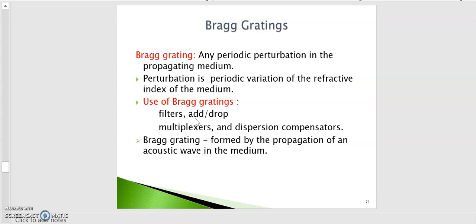What is the use of this Bragg grating? It is used as filters, multiplexers and compensators. How can a Bragg grating be formed? It can be formed by the propagation of an acoustic wave in the medium. So what is an acoustic wave? A pressure wave. The change in the application of pressure will lead to formation of waves. Those waves are called acoustic waves.